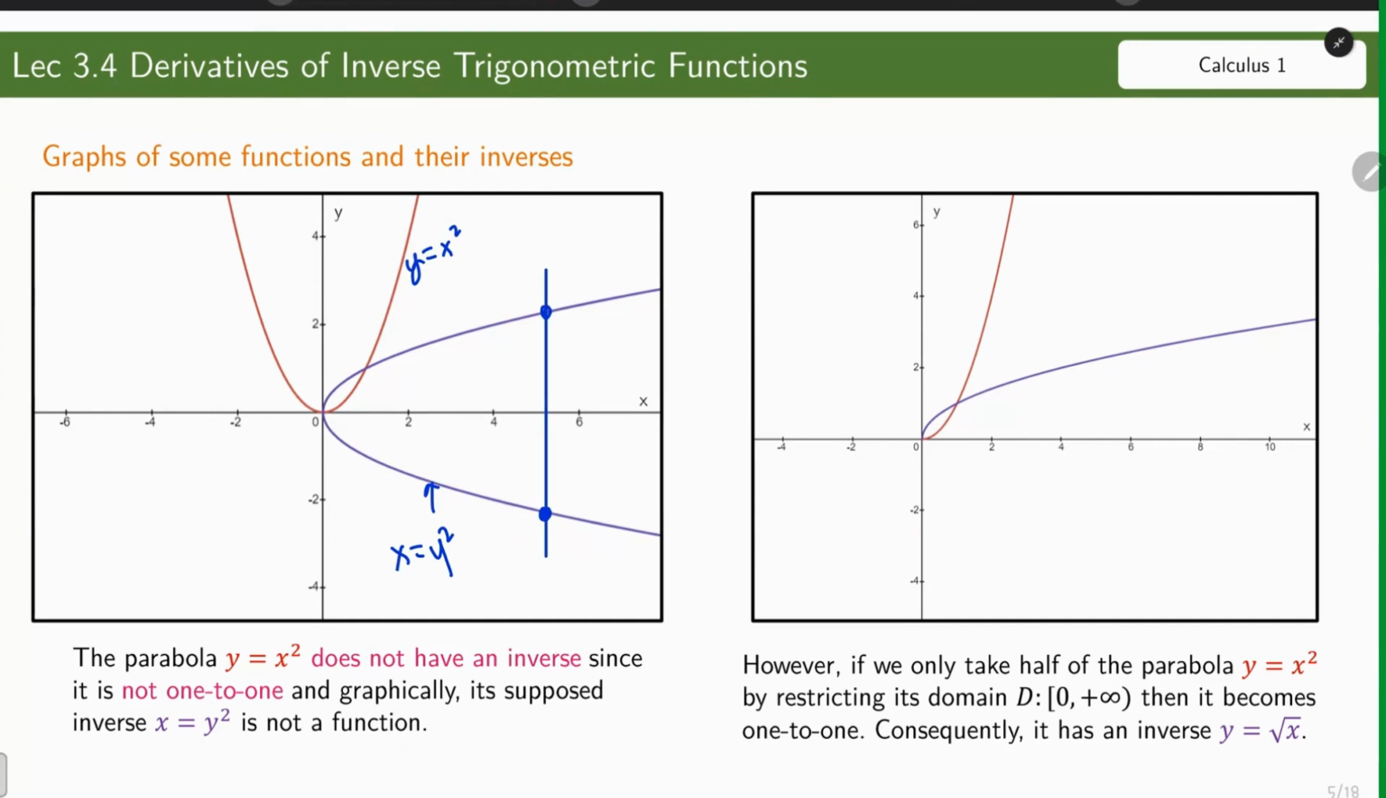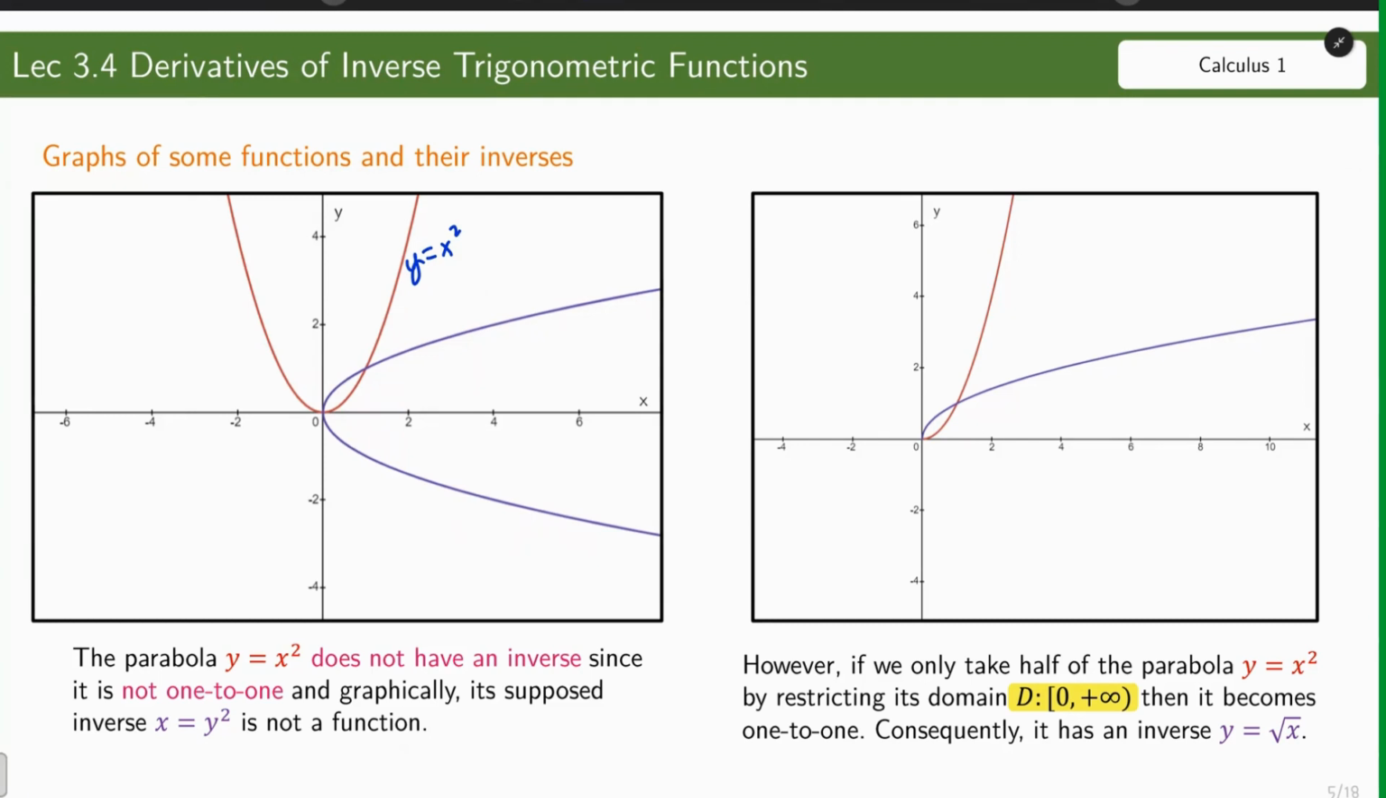Now, what will we do to y is equal to x squared for it to become one-to-one so that we can have the inverse? For the parabola y is equal to x squared, we can restrict the domain from negative infinity to positive infinity to 0 to positive infinity, including 0, so that it will become one-to-one.